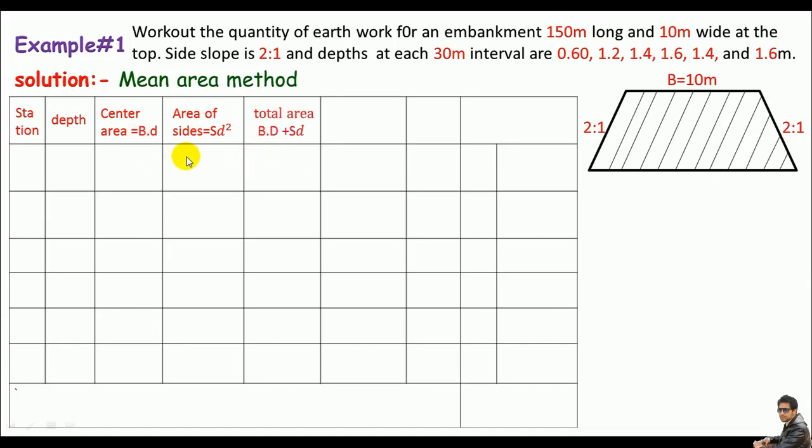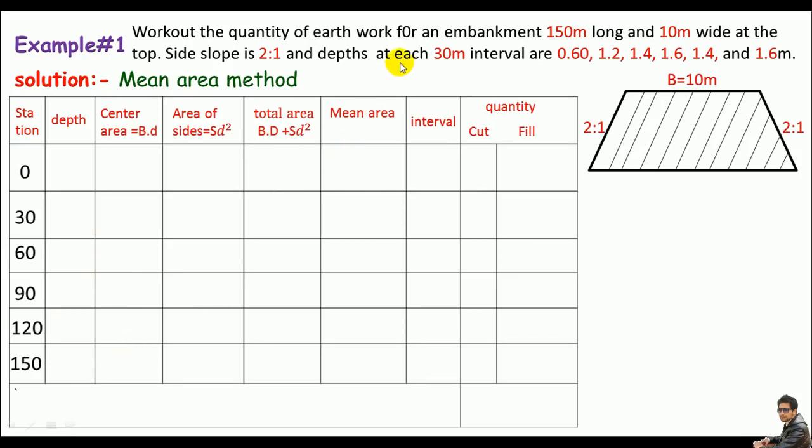And then we'll add columns 3 and 4, which gives the total area of this section. When we have the total area, of course we can calculate the mean area. The seventh column will represent the interval and then the quantity of earthwork in the form of cut or fill. In our example we have a 30-meter interval up to 150 meters, so the stations are 0, 30, 60, 90, 120 and 150.